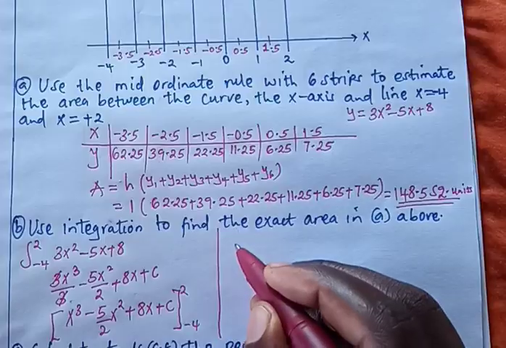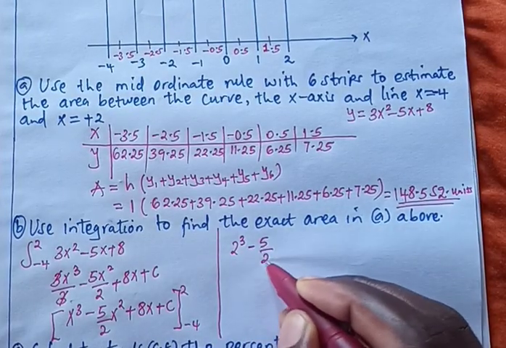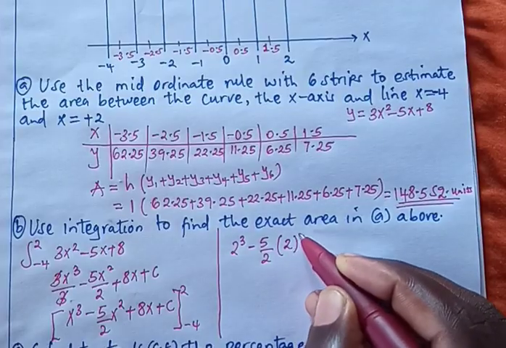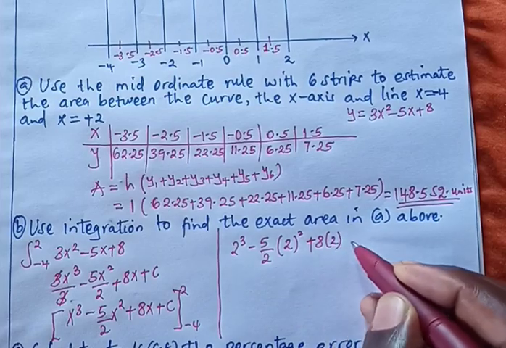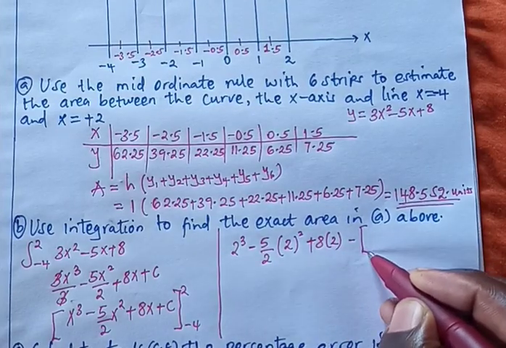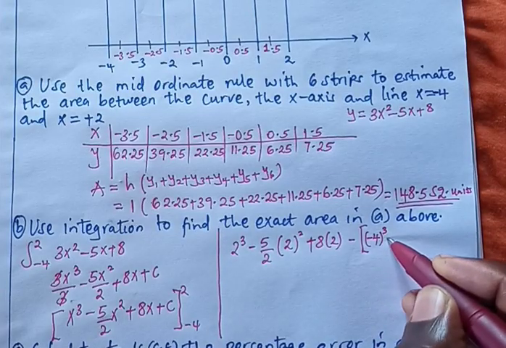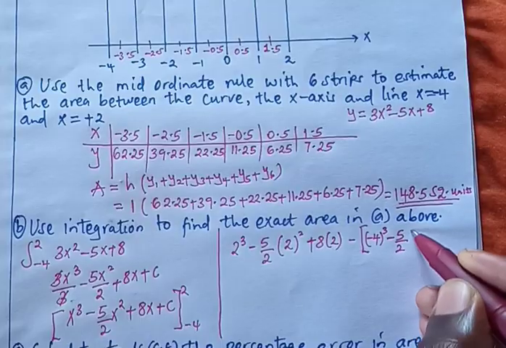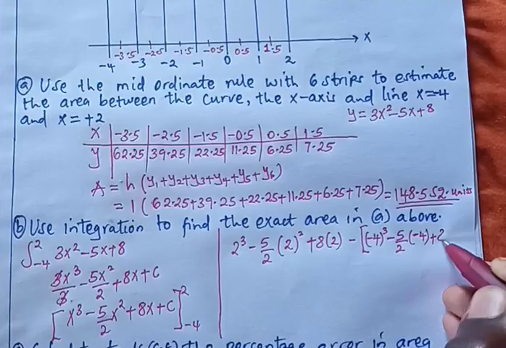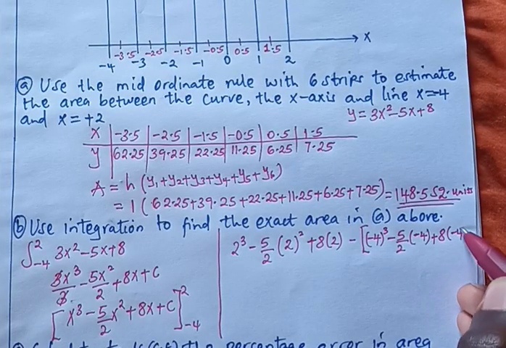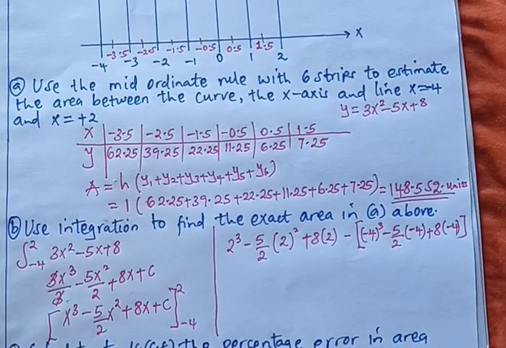Let's start with +2: you find the cube of 2, then you subtract 5 over 2 multiplied by the square of 2, plus 8 multiplied by 2. Then you take away, this time round, using -4: the cube of -4 minus 5 over 2 multiplied by the square of -4, plus 8 multiplied by -4. Then this must give you the exact area.